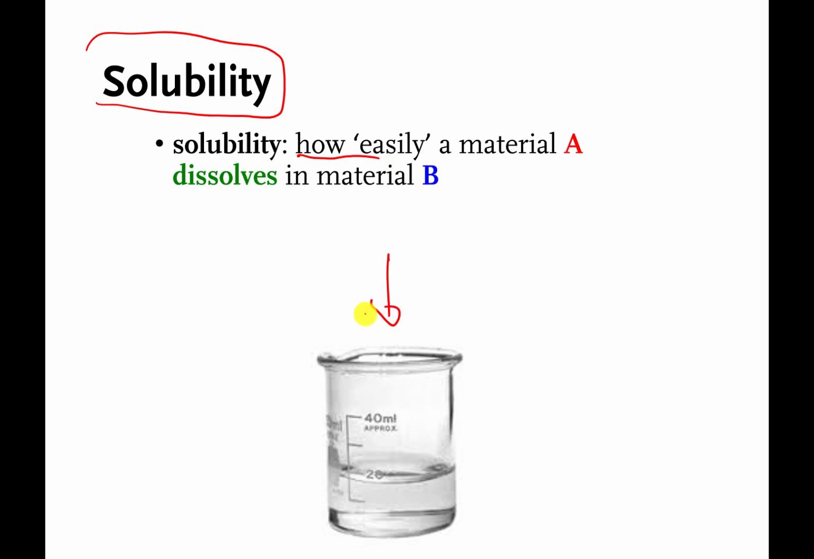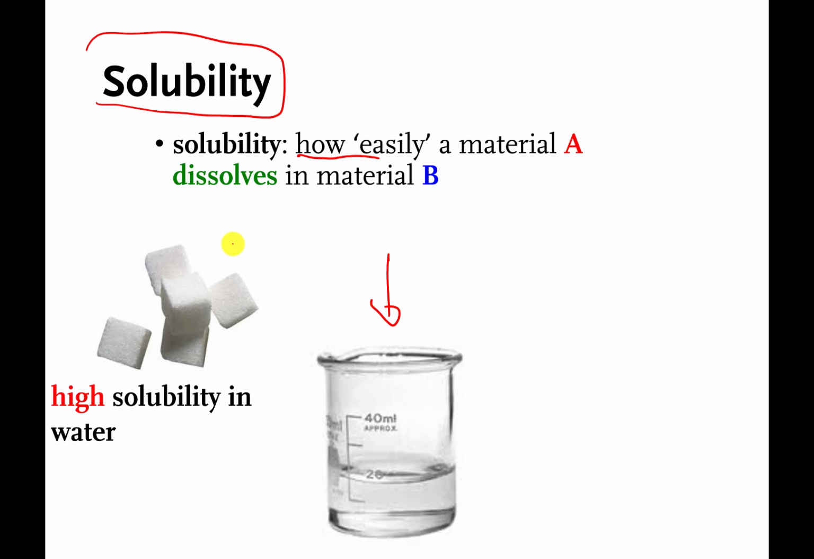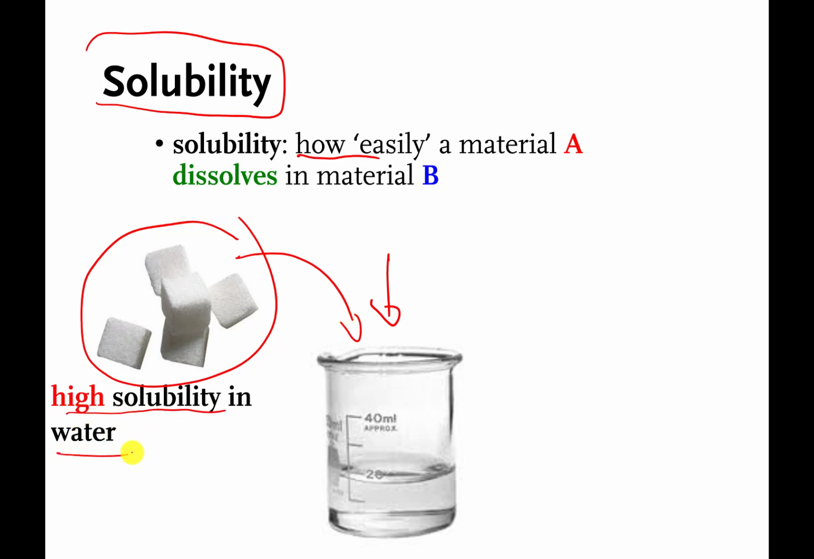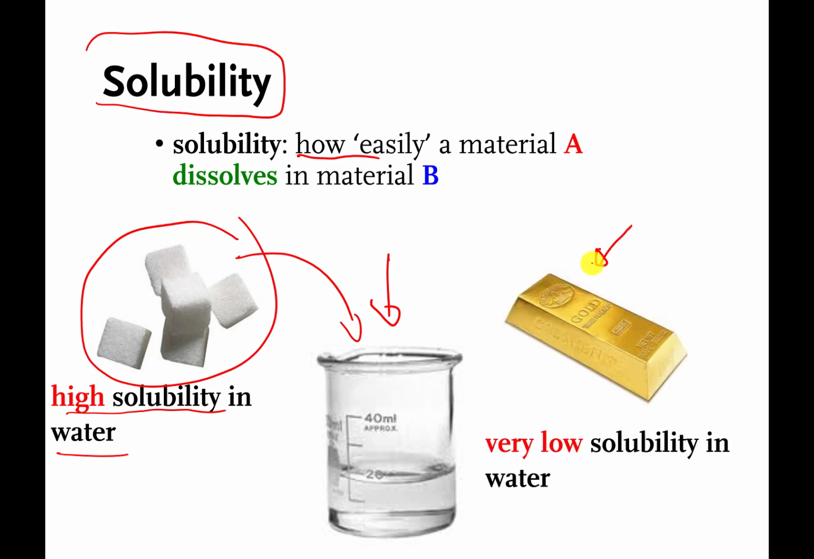So here I've got a beaker of water. These are supposed to be sugar cubes. I can put a lot of sugar cubes into water. So you say that table sugar has high solubility in water. You can dissolve an awful lot of it in water. This is supposed to be gold, and you've probably never tried this, but you could try to dissolve gold in water. I'm sure a very, very tiny bit might dissolve, but almost all of it will not. So you would say that gold has very low solubility in water.